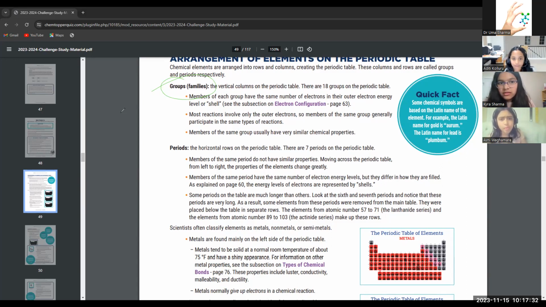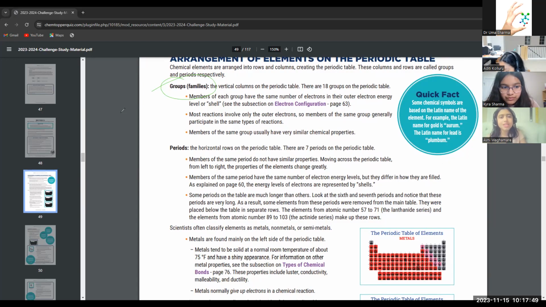Okay, now both of you listen to my question carefully. Elements in a family, in a group, they have similar physical and chemical properties. Explain why.